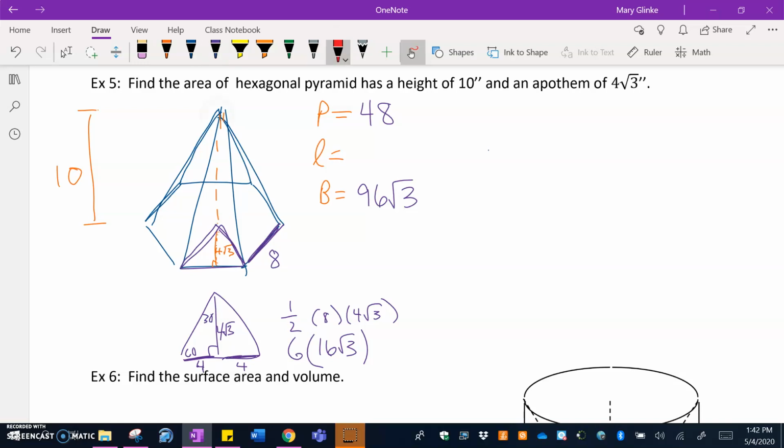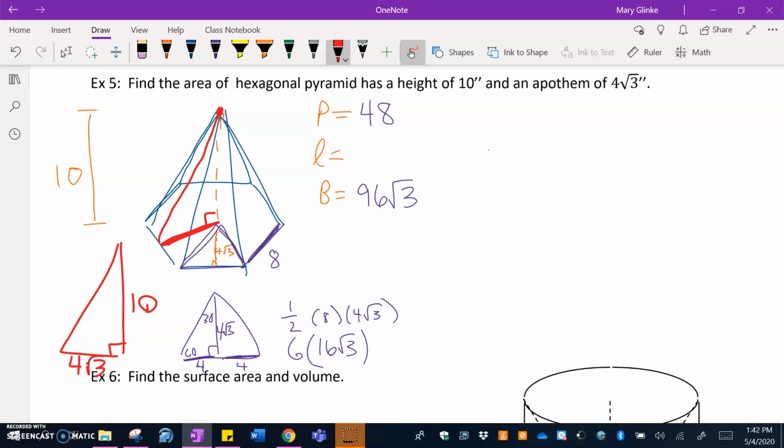Our slant height is the distance from the apex down to the side of the base. So we need to know what that red mark is. We have a right triangle we can draw in here. We know that the height of that red triangle is 10 because the height of the pyramid is 10. We also know one of the other sides. This side along the bottom is the apothem, so that's going to be 4 root 3.